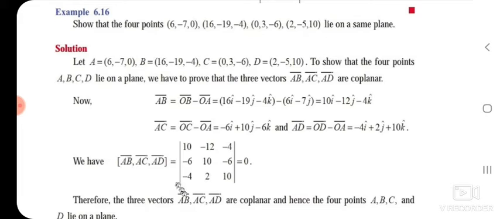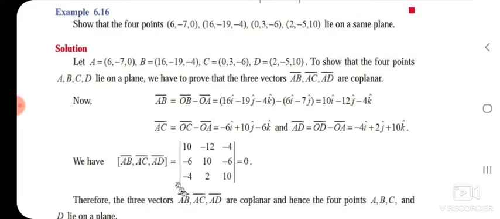Let us consider vector A as the point 6, minus 7, 0, vector B as 16, minus 19, minus 4, vector C is 0, 3, minus 6 and vector D is 2, minus 5, 10. We have to show that the 4 points A, B, C, D lie on the same plane. We have to prove that vector AB, vector AC and vector AD are coplanar.